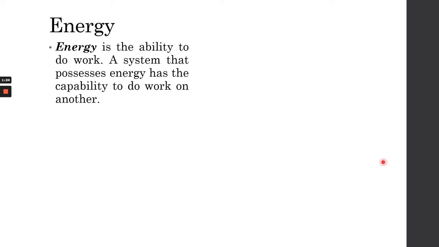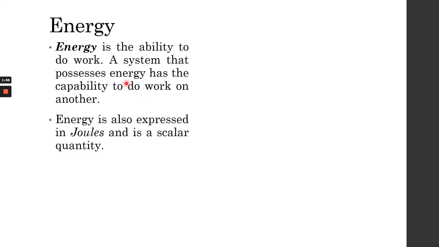So for example, a person has energy in order for them to do work or to apply force onto an object. For example, we've done a lot of these examples, pushing a crate or pushing rocks. A person having the energy to exert a force onto a rock and being able to move that rock or that box that they're trying to push is a person that has energy and is capable of doing work. Energy is expressed in joules, and it is a scalar quantity.